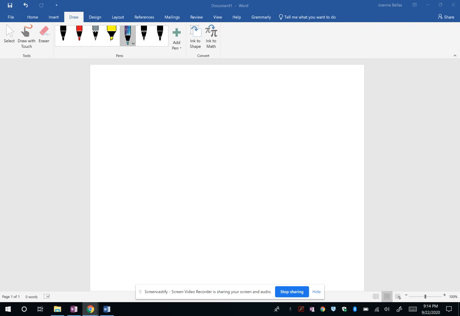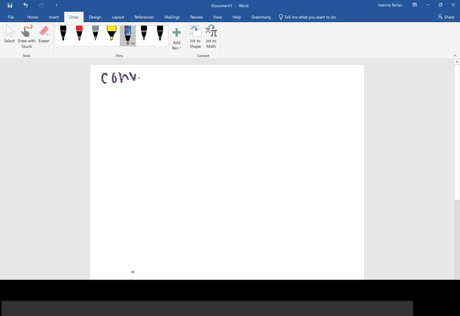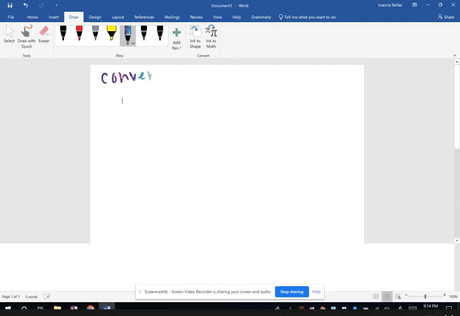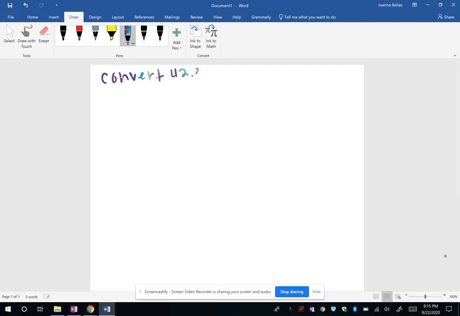Okay, so I'm going to do a little bit of extra practice for the dimensional analysis, which we just covered. So remember that we are converting units. So our first problem that we're going to do is convert 42.3 centimeters to meters.